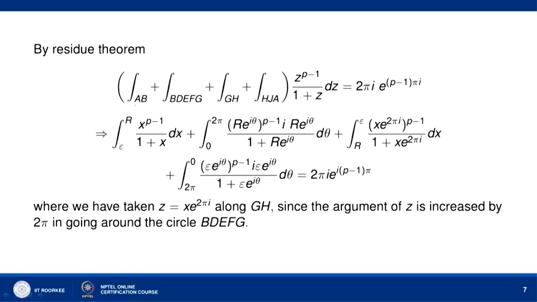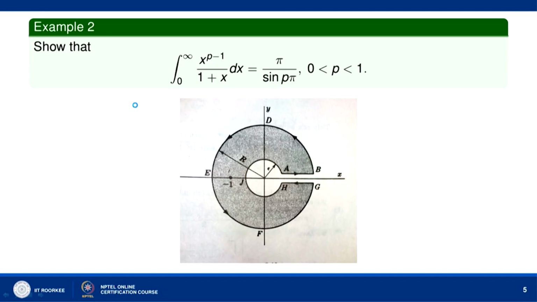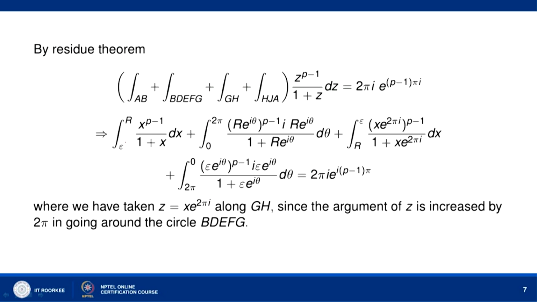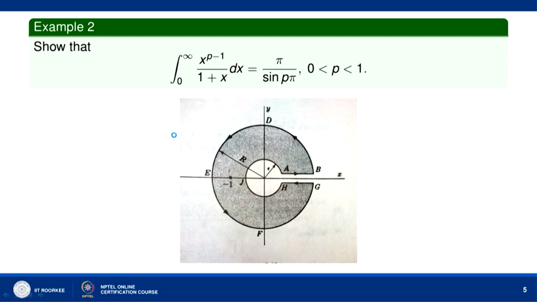Now, let us write the integral over A B. This radius is epsilon, so A is at a distance epsilon from the origin. So, epsilon to R, and A B is coincident with the x axis. So, along A B, x varies from epsilon to R, and we write z as x here. So, the integral from epsilon to R of x to the power p minus 1 over 1 plus x dx, and then we move along the outer circle B D E F G.